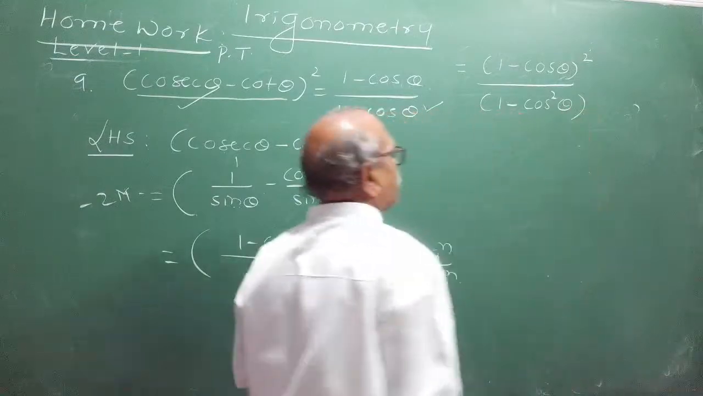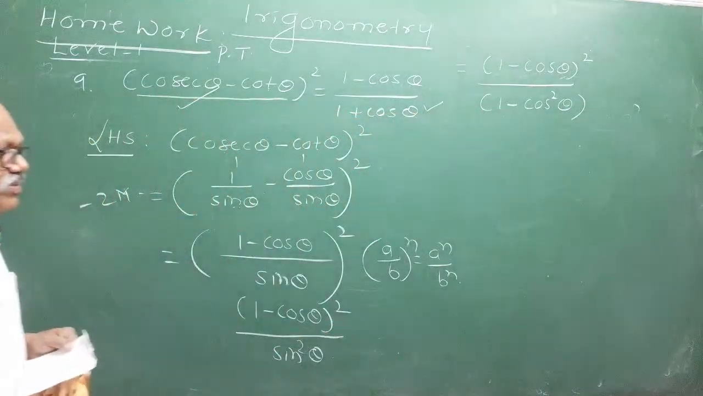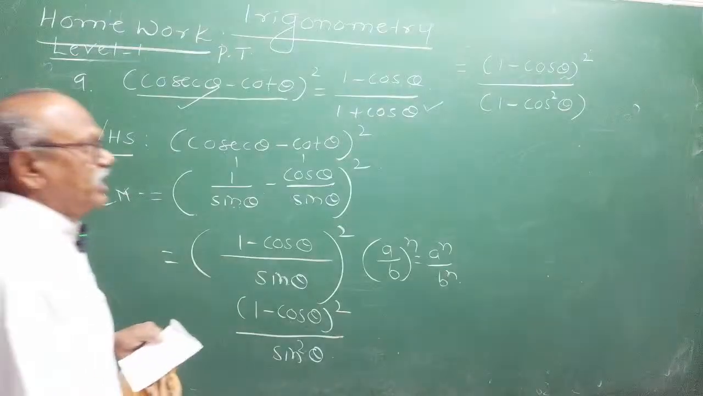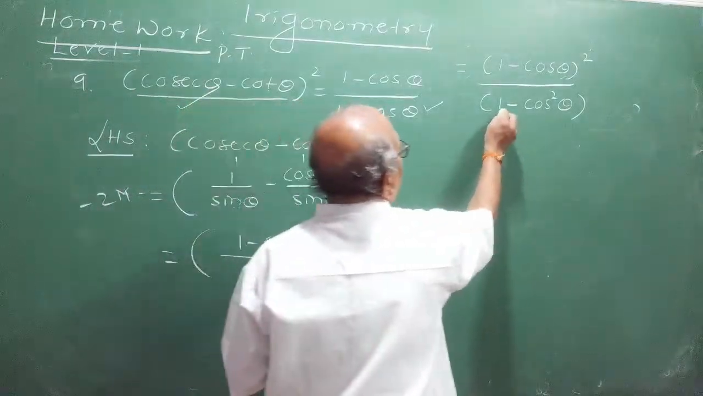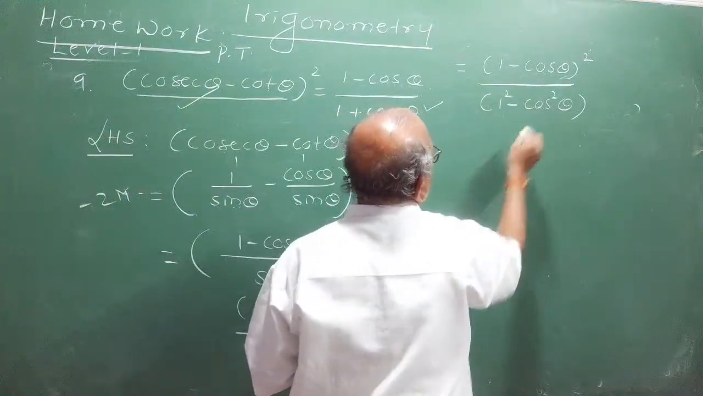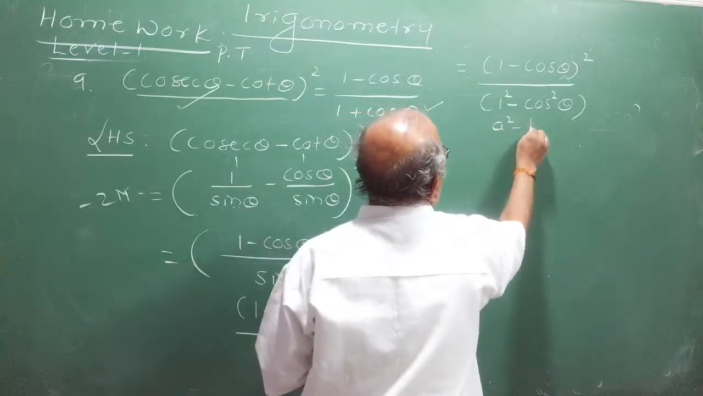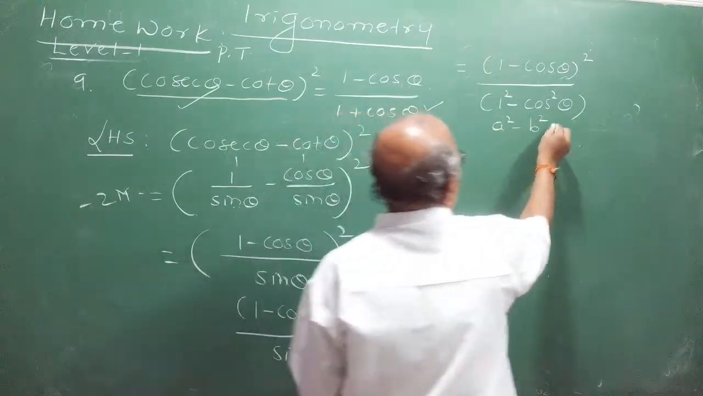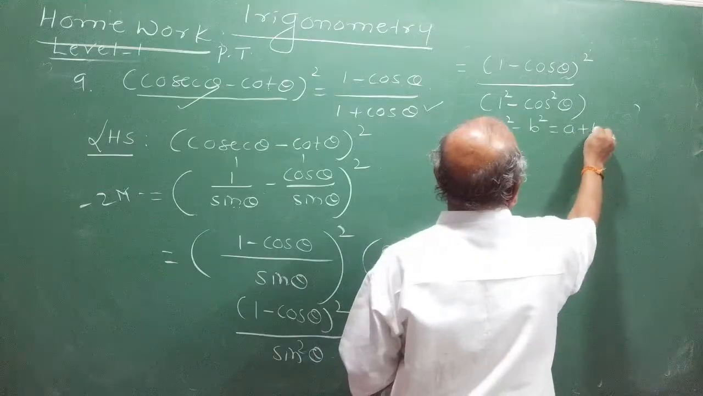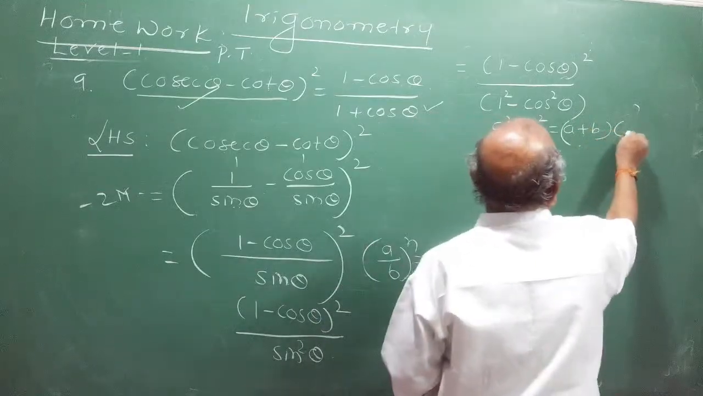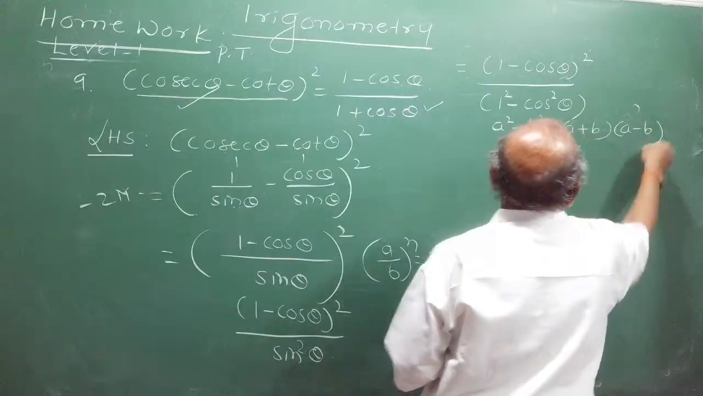Sin square theta can be written as 1 minus cos square theta. Check the identity list given in the previous classes. Learn them by heart. And can I write it as 1 square minus cos square theta? Is it not in the form of a square minus b square? What is a square minus b square? It is (a plus b) into (a minus b).